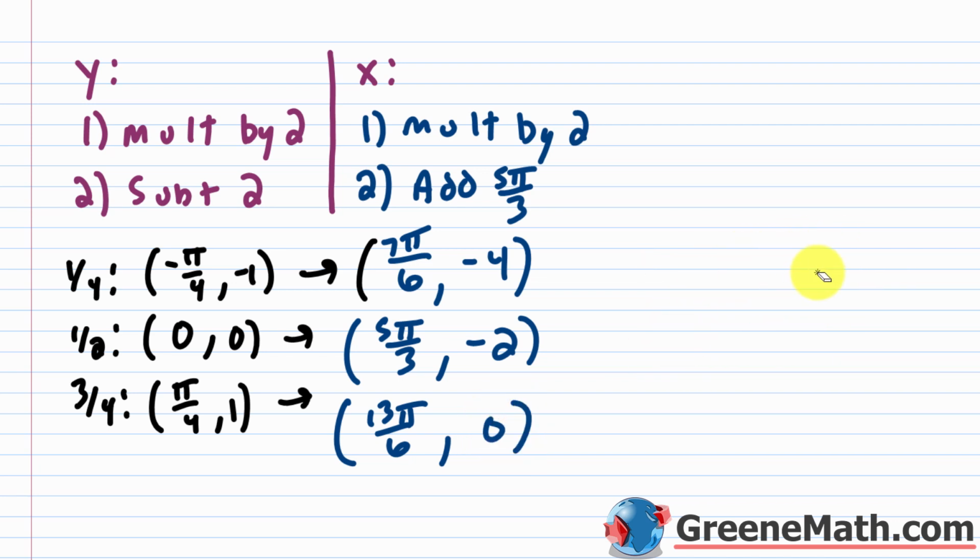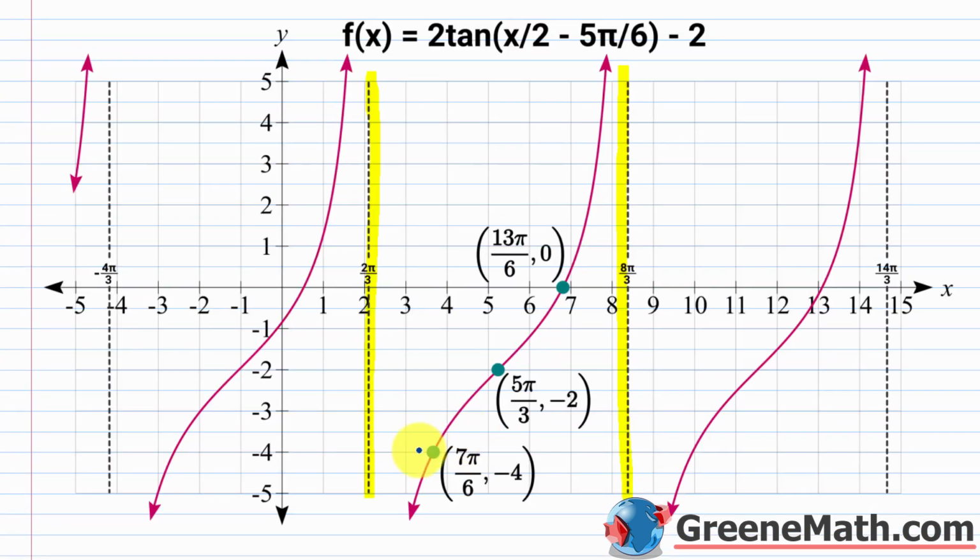Again, if we go back to the graph, we can verify these 3 points. So 7 pi over 6 comma negative 4, that's a quarter of the way. 5 pi over 3 comma negative 2, that's halfway. And then 13 pi over 6 comma 0, that's 3/4 of the way. So on the graph, you can see 7 pi over 6 comma negative 4, 5 pi over 3 comma negative 2, and then 13 pi over 6 comma 0. So we got our 3 points. Again, just using graphing transformations.